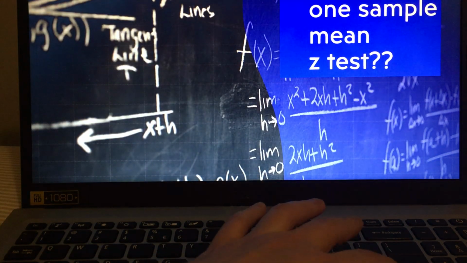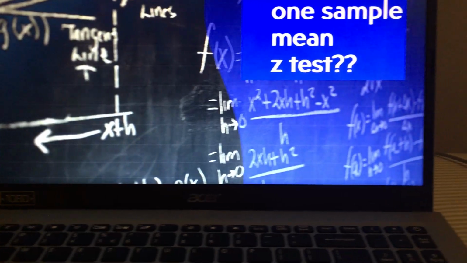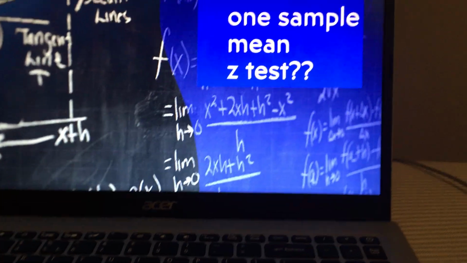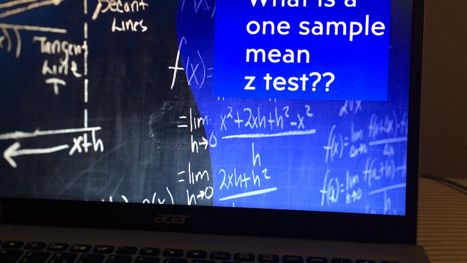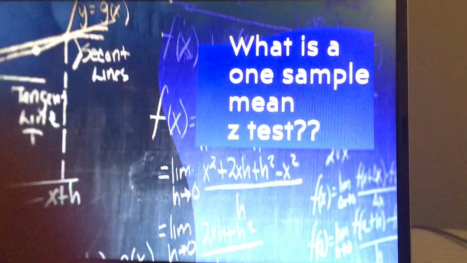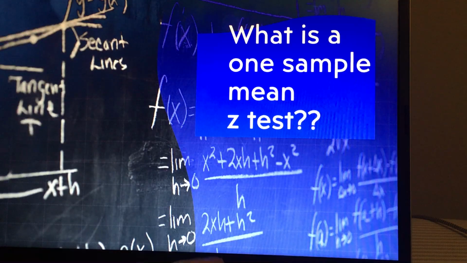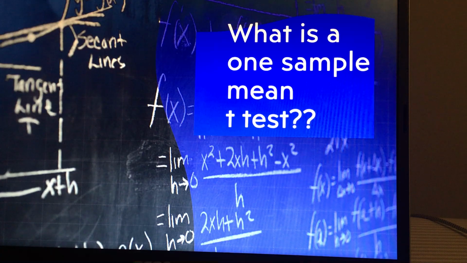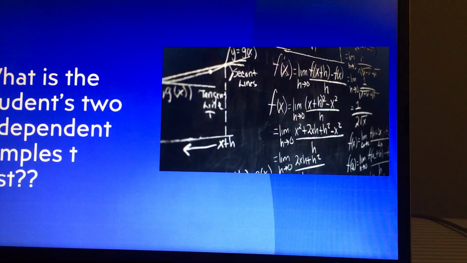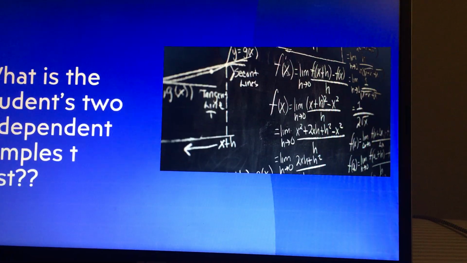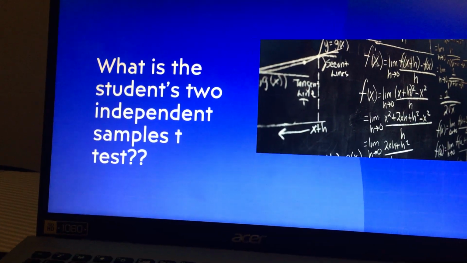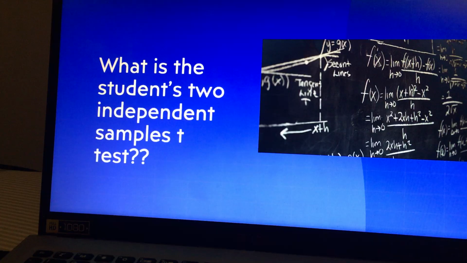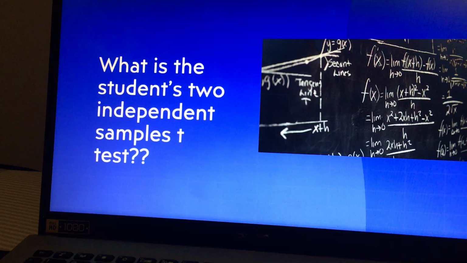z-tests, and we also went over the one sample mean z-test, as well as the one sample mean t-test, and we're going to move on to something called the student independent samples t-test.